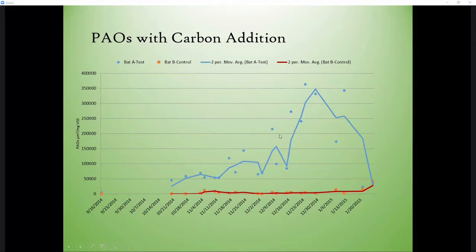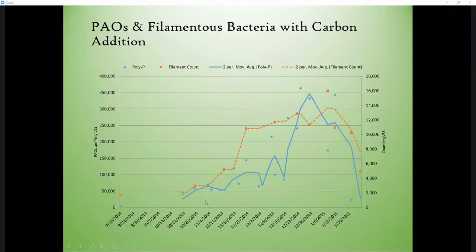And these are PAOs that I'm counting. The PAOs just began to increase. As soon as they stopped adding the carbon, the PAOs died off. But guess what else increased? The blue line is the PAOs. The orange line are filamentous bacteria. So the filamentous bacteria count increased right with the GAOs, because they had all this extra carbon. So you don't want to have too much carbon.